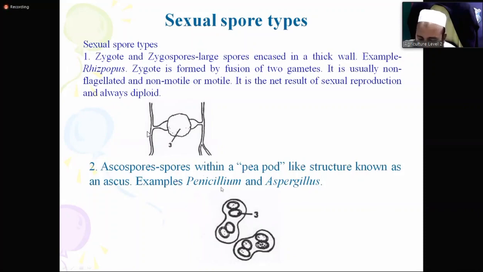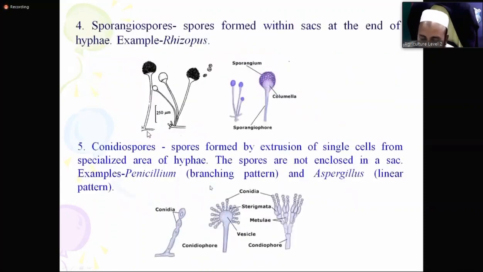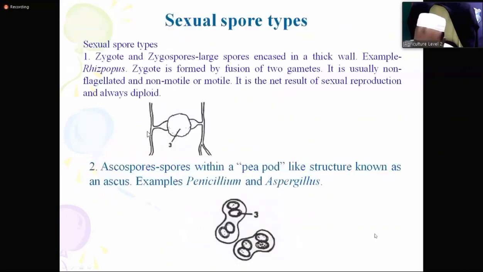So Penicillium, you see, this is also Penicillium and this is Aspergillus. They produce asexual spores as well. Penicillium has a branching pattern, and Aspergillus has a linear pattern. They produce spores or conidia, but this is asexual. Here this is sexual spore, ascospore. The same fungus produces asexual and sexual spores.